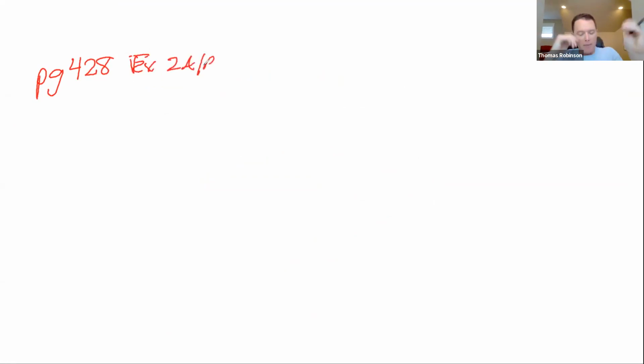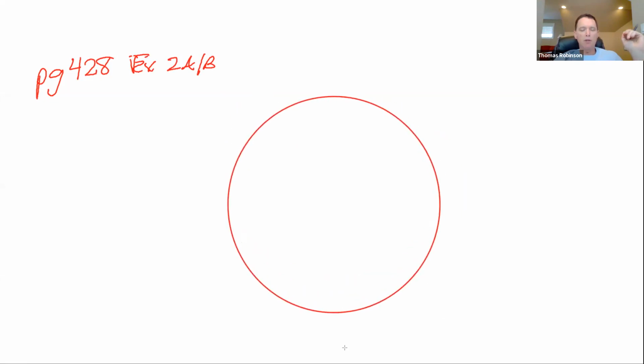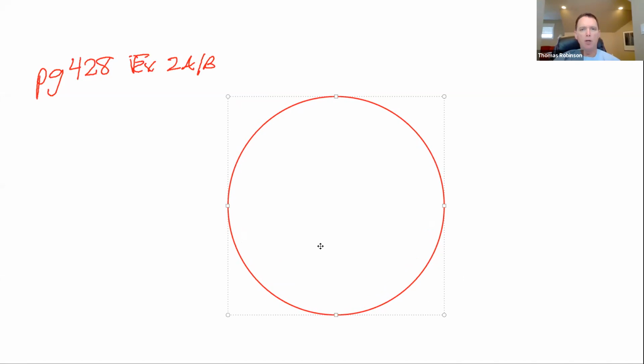This is page 428. And we're going to look at example 2, A and B. So I'll give you a second to get there while I'm going to draw this circle here. So here's my circle, and I'm just going to include on my circle the points and the lines and the measurements that are shown in this drawing.